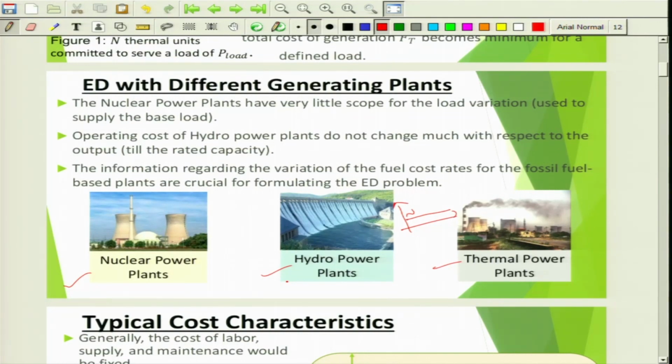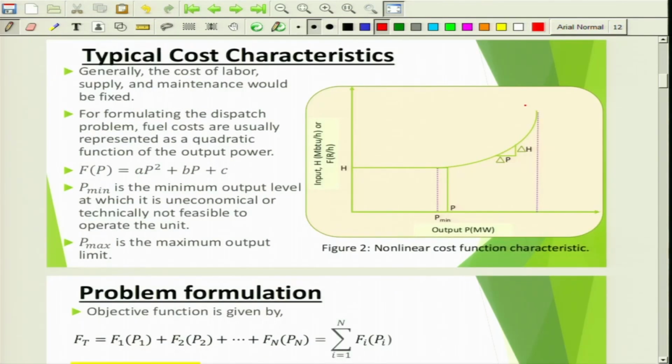Now the operating cost of hydro power plants does not change much with respect to the output, till the rated capacity, and we have also learnt about the characteristic curve. The information regarding the variation of the fuel cost rates for the fossil fuel based plants is crucial for formulating the ED problem. Ultimately the ED problem will be thermal plus hydro: how to optimally utilize thermal and hydro such that the sum of the generation is equal to the load with the minimum cost of operation. Now generally the cost of labor, supply and maintenance would be fixed.